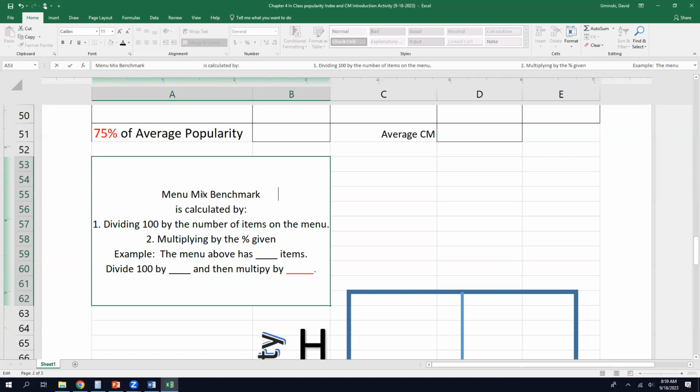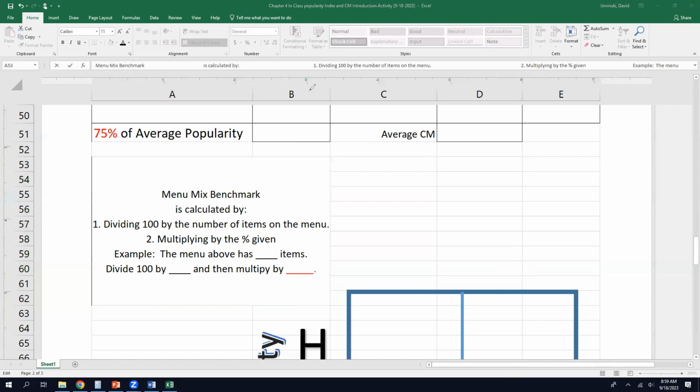Now, my menu mix benchmark. What is a benchmark? Anybody know what a benchmark is? Yeah, it's the number that we're going to compare everything to. So it's kind of like our average, but our popularity benchmark is a little bit different. What we're going to do is divide 100 by the number of items on the menu. That's going to give us our average. So in this case, we have 100 divided by 8. Okay, why 8?